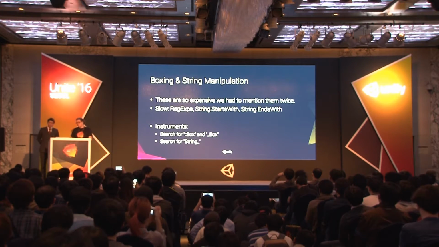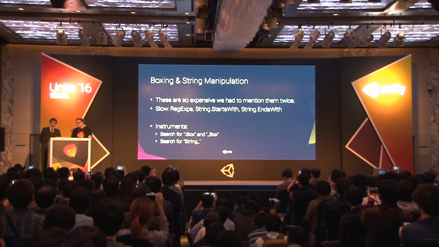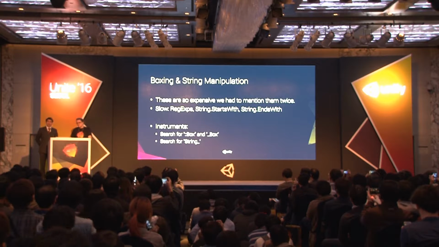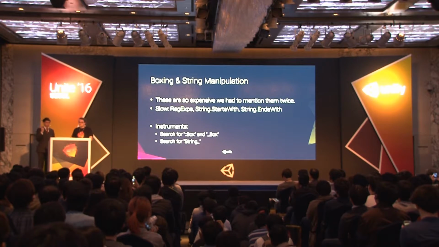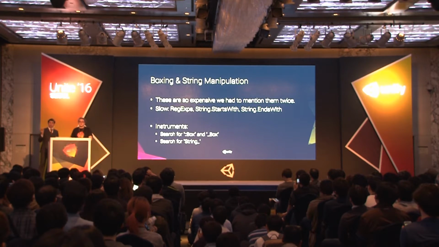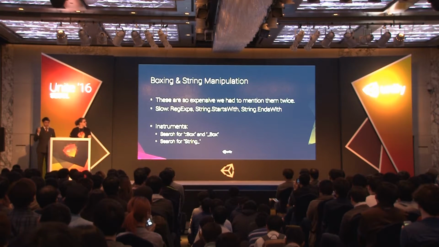Two more common performance problems. We've mentioned them before: string manipulation and boxing. But these don't just waste memory. They're actually quite expensive on the CPU as well. Fortunately, string manipulation is very easy to find. You can just search your source code. However, it can be very hard to fix without big architectural changes.